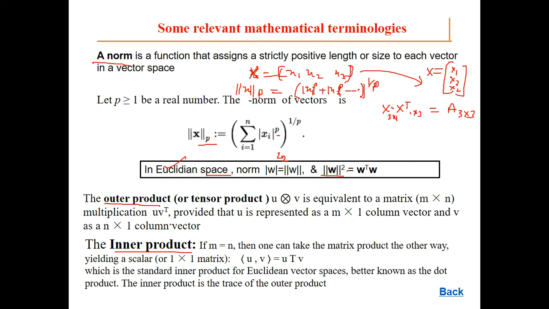So this is your outer product. Coming to the inner product, if you multiply x transpose into x, x transpose will be 1 by 3 and x is 3 by 1. So you will get a product that is 1 by 1, a scalar quantity. This is called the inner product. It is very important to notice this, as it may be used further.